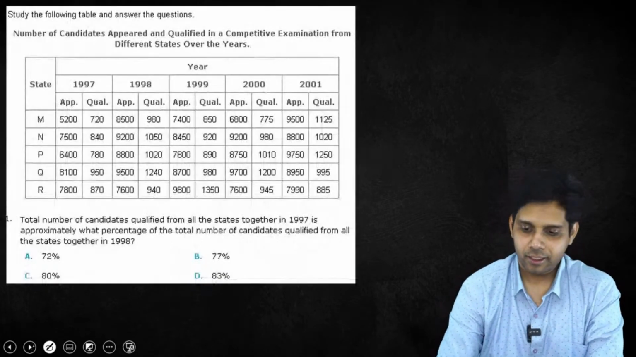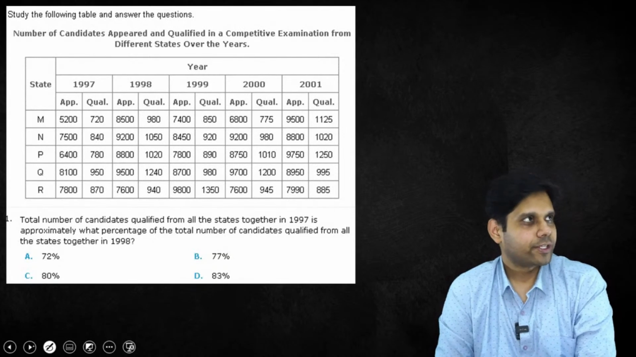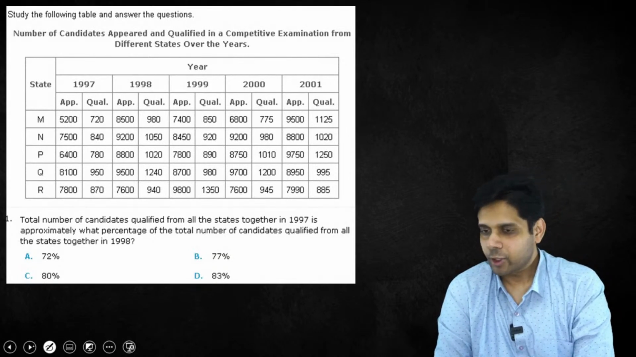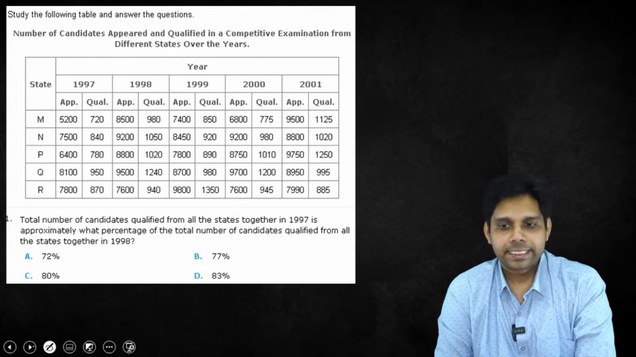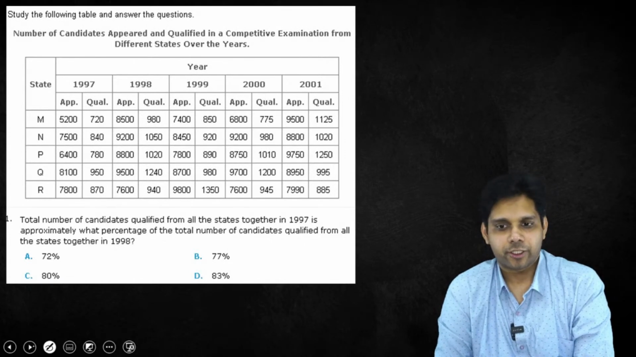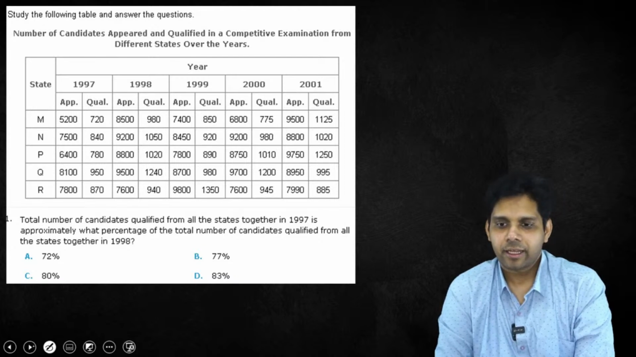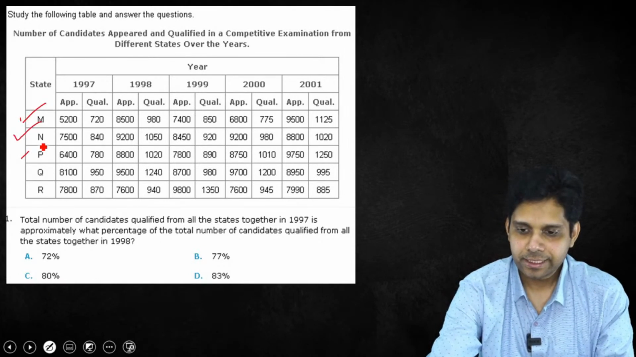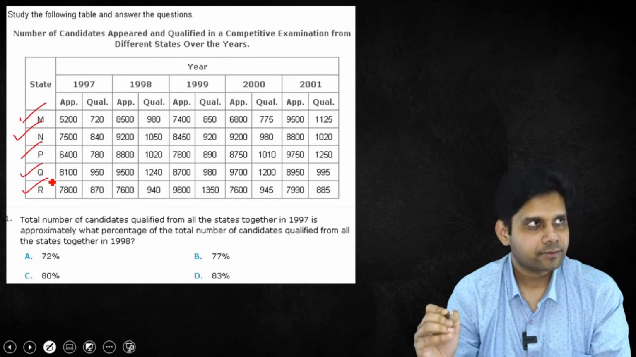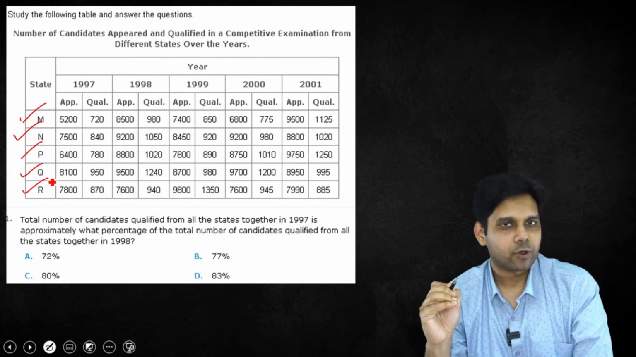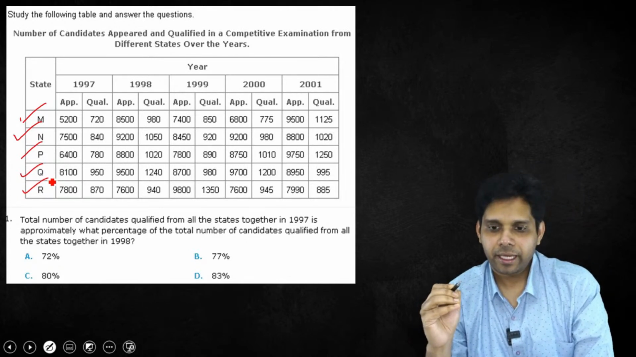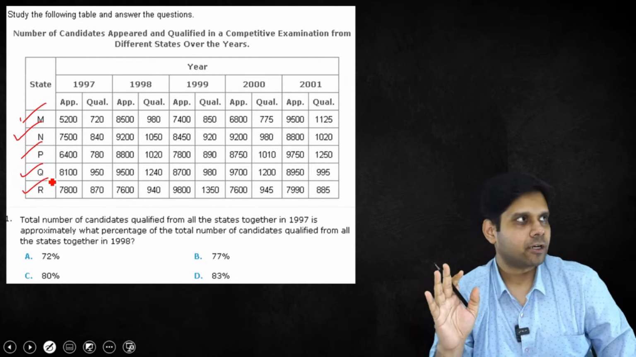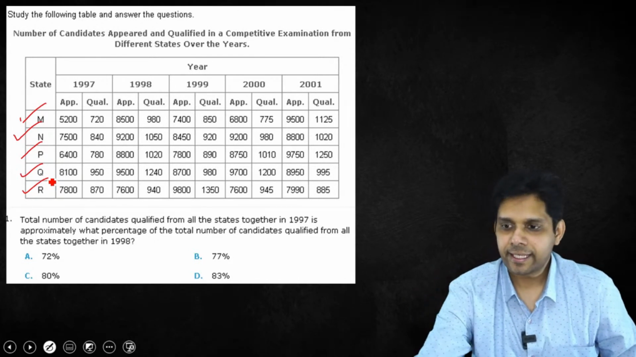Yes. Okay. So here is your question. I hope you can see it. Study the following table and answer the questions. Now the thing is, there is a table, and the table has got states. These are the states: M, N, P, Q, R. Five states are there. And these are the years.